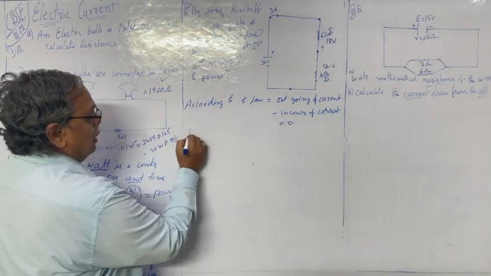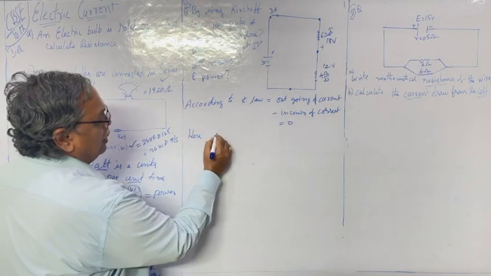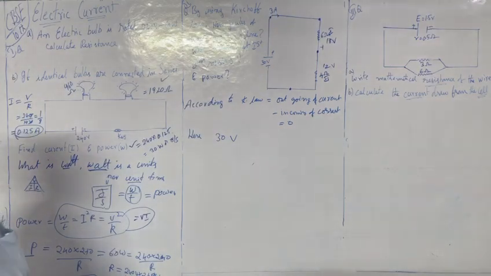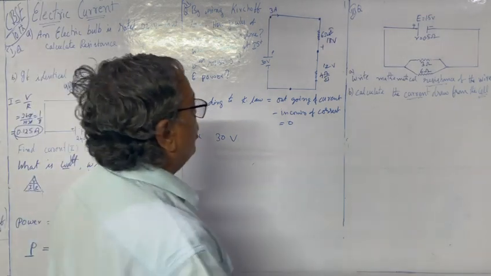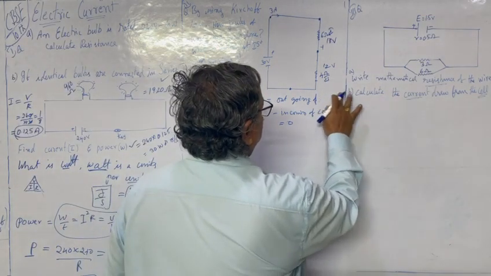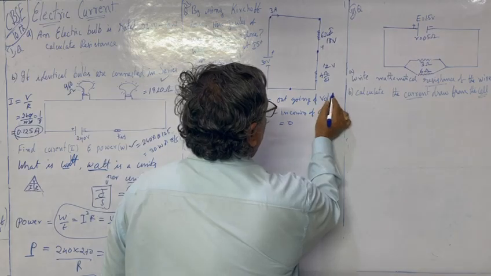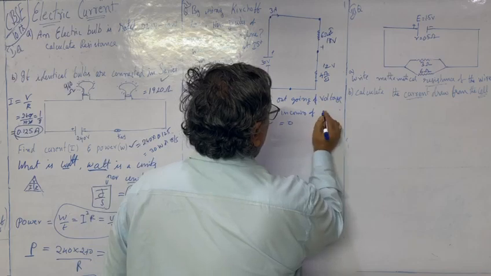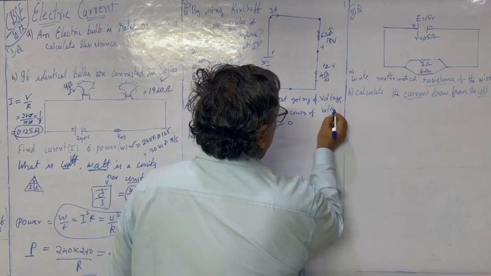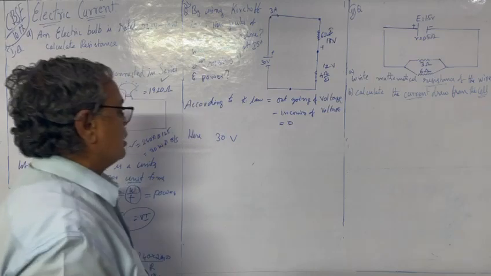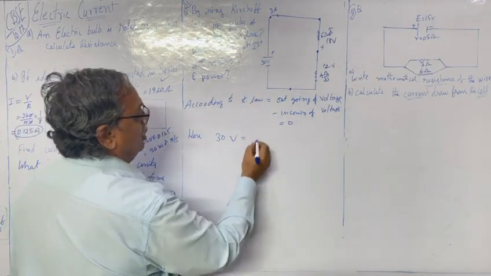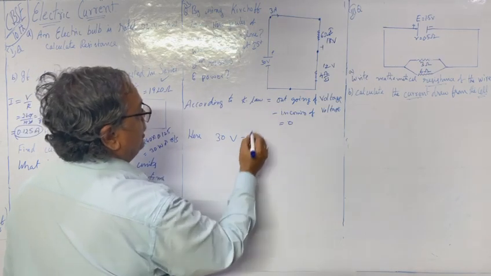Here, how many volts are given? 30 volts are given. Outgoing voltage is equal to incoming voltage, the difference is 0. Here 30 is given. What is the algebra formula?